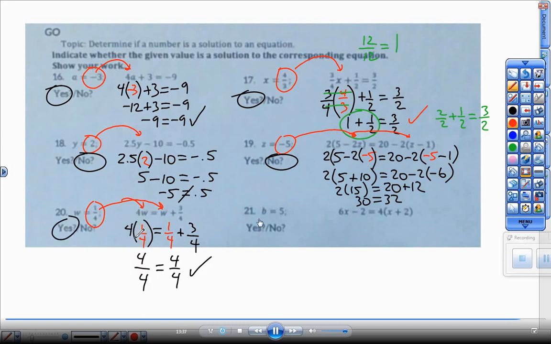Number 21, this is plugging in b into an equation with no b variables. So this is not enough information. This one does not apply. There's no equation for b to plug into. So I'm just going to leave that alone and say not enough information or does not apply, whatever you want to say.